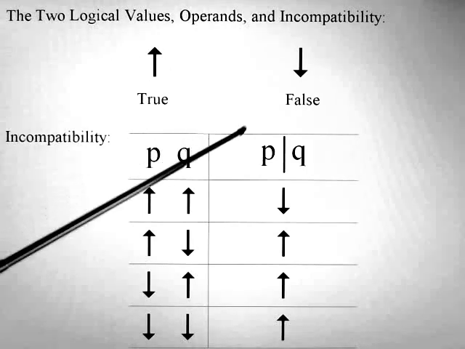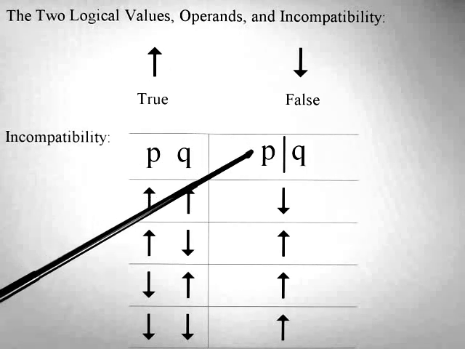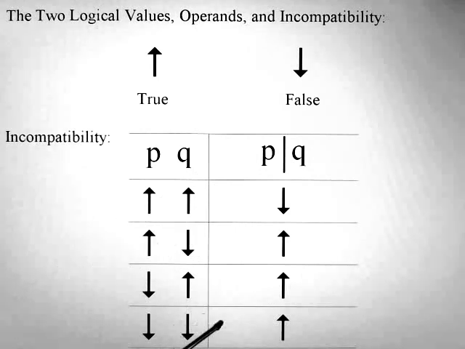So to say not both P and Q are true is certainly false in this particular situation, although it is true for the other combinations. Okay? So that basically is how we understand the relationship of incompatibility.